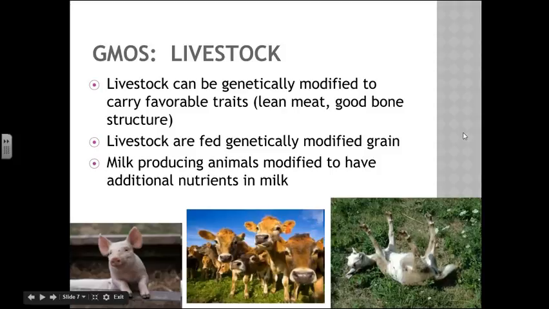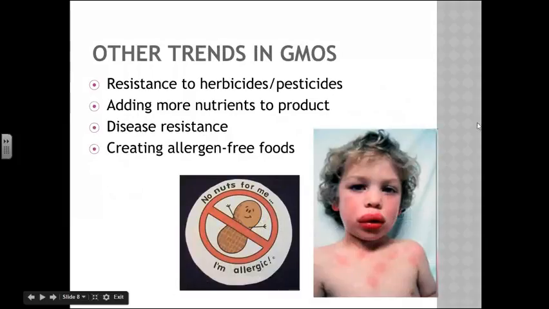Livestock are fed genetically modified grain all of the time. Milk-producing animals can be modified to have additional nutrients in their milk, which can be especially helpful if those animals are then given to very poor regions so that we have better nutrition in those poorer regions.